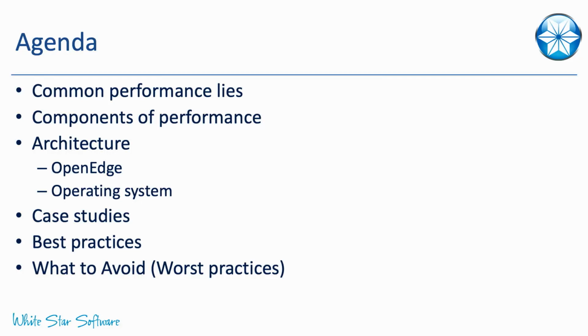I'll talk about the components of performance, because you have to know where everything is and what all the parts of the puzzle are before you can start building it. We'll talk about OpenEdge, the operating system. Then I'll do a few case studies of performance problems that we've had to solve or scenarios that we've looked at. And if you have anything that you want to bring up, we'll talk about those as well. And then we'll talk about things that we should avoid, worst practices. And those are usually found through the school of hard knocks. You do it once because it sounds like a good idea until it doesn't work.